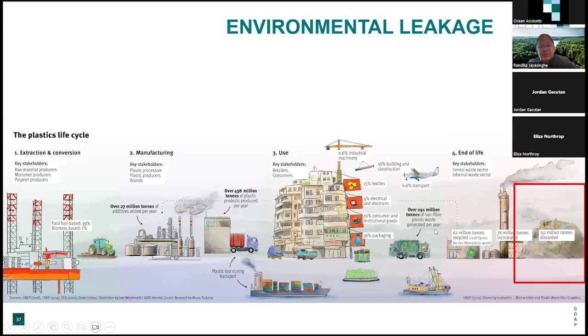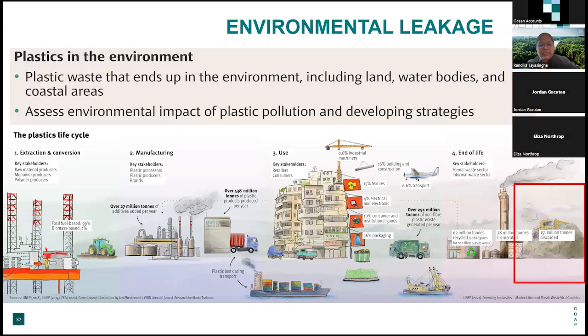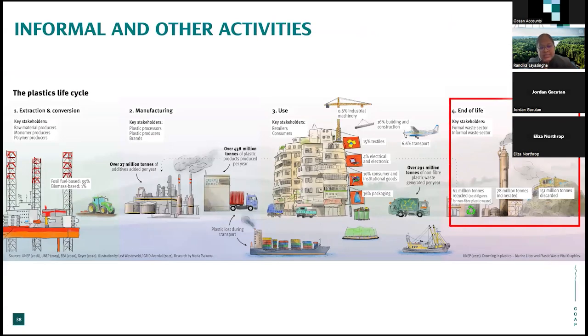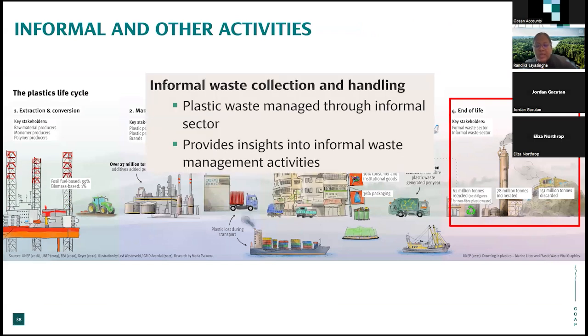Then one of the most important areas, environmental leakage: how much plastic is in the environment. So this will look at the plastic waste that ends up in the environment, including land, water bodies, and coastal areas, and assess the environmental impact of plastic pollution and develop strategies. This is another data point: informal and other activities, informal waste collection and handling, plastic waste managed through informal sectors. This is a difficult area to collect data, but it's very important, especially in the global south, where there's an active informal sector working in plastic waste management.